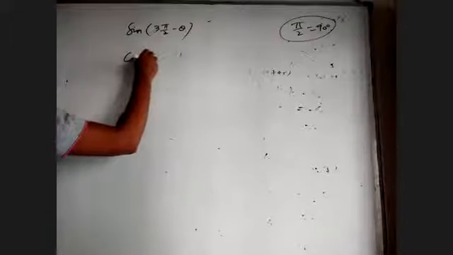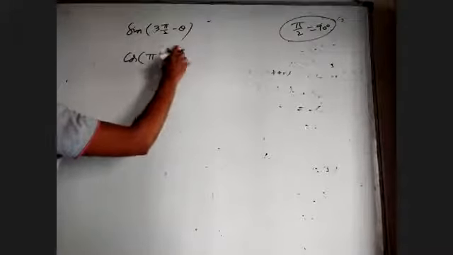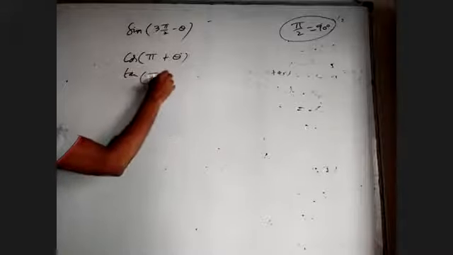Sine 3 pi by 2 minus theta. Cos pi plus theta. Tan pi by 2 plus theta. Sine 2 pi minus theta. Cos 3 pi by 2 plus theta. Tan pi plus theta.